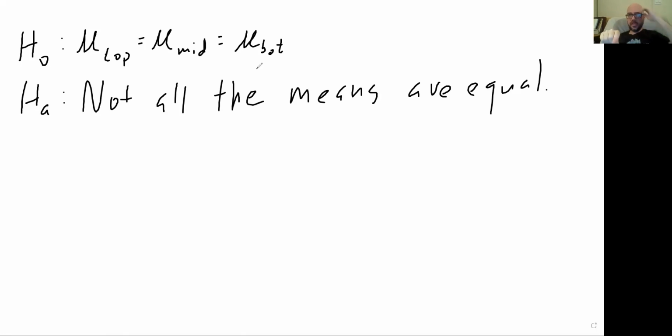The reason you don't want to write this in terms of equations is it could be that these two are different, or these two are different, or top and bottom are different, or they're all different, right? You don't want to have to write out every single combination. It's way easier to just put it in words. So here's how I would write this ANOVA test.